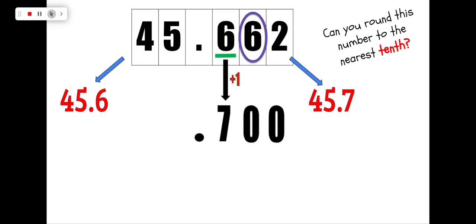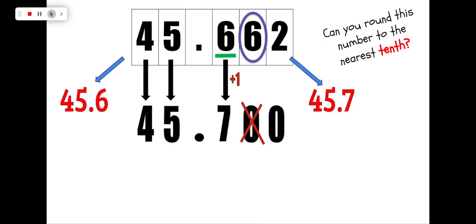So everything after the decimal point, after the place you're rounding to, becomes zeros. So you're going to also rewrite everything that was before the place that you're rounding to as it was. We're then going to drop any zeros after the place that we're rounding to, and this becomes 45 and 7 tenths when we round it to the nearest tenths place.